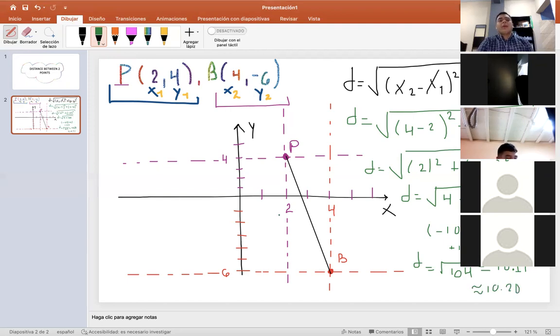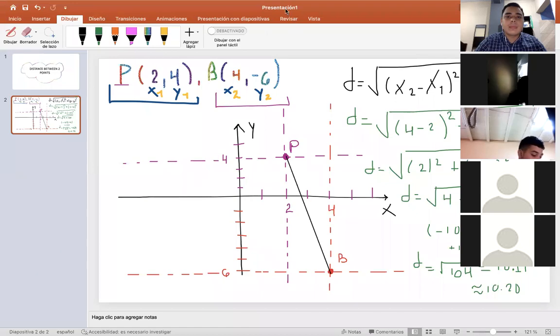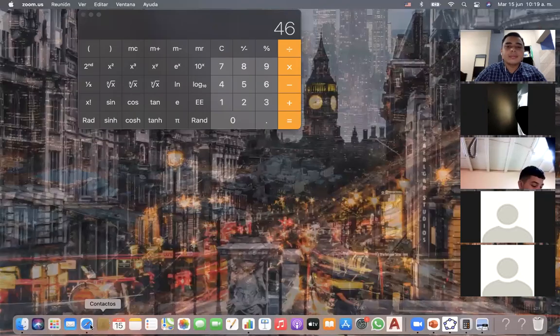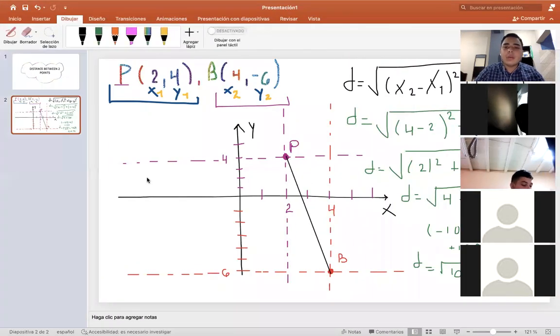So let's verify our answer. We are going to use an app called Symbolab. So let's put in our information. This is an app called Symbolab, guys. What is the information that we have?